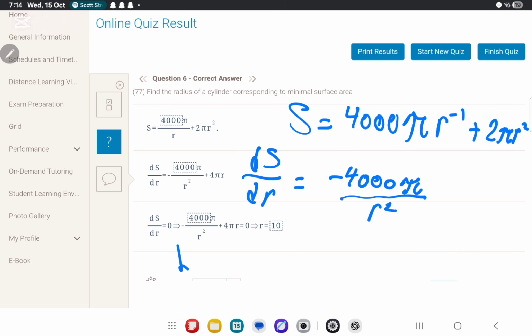You should be able to do these in your head by now, guys. You're grade 11 and you've been doing this derivative chapter for like 3 weeks. So plus 4 pi r, which is the reason why I'm not going. You guys tell me to go fast. I'm trying to go as fast as I can.